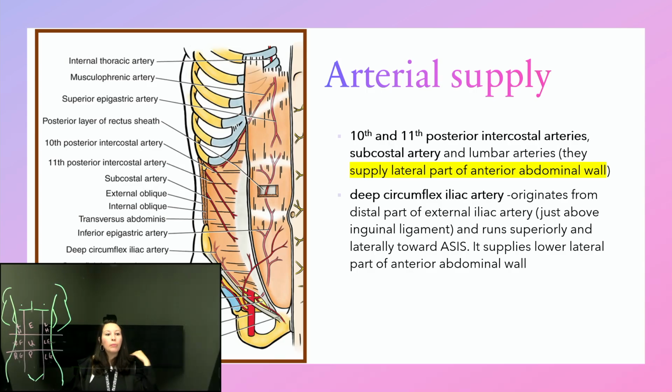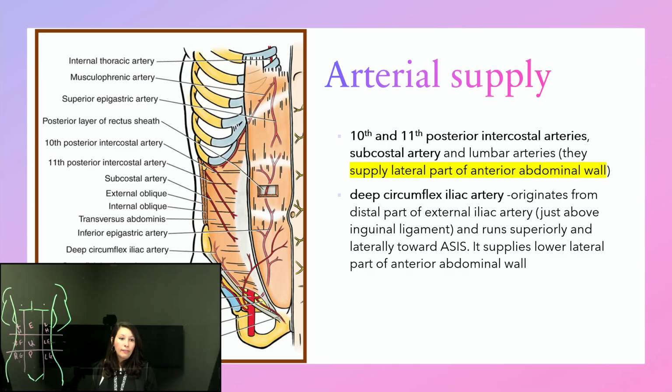Now, the other important arteries that we may or may not see, it depends on the cadavers, right? We sometimes don't see them very well, or they're very tiny. But we have the 10th and 11th posterior intercostal arteries, the subcostal artery, and the lumbar arteries. You can see here on this picture, that's your 10th posterior intercostal, 11th posterior intercostal, and your subcostal artery. Those typically run more laterally, in the same fashion as your external oblique, right? And they supply the lateral part of the anterior abdominal wall.